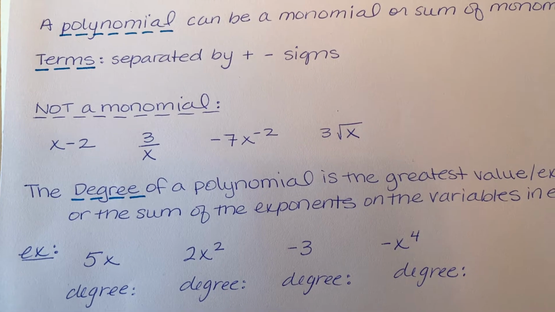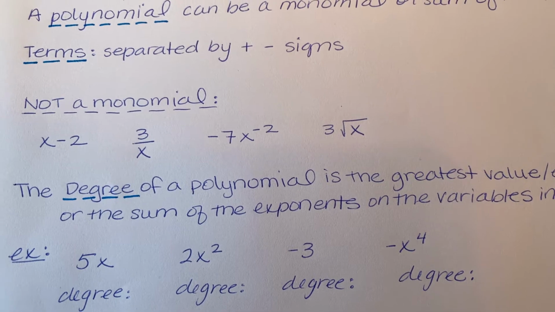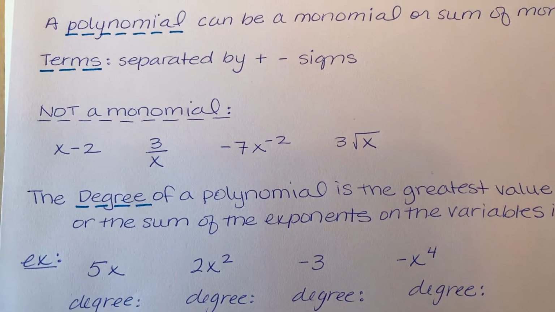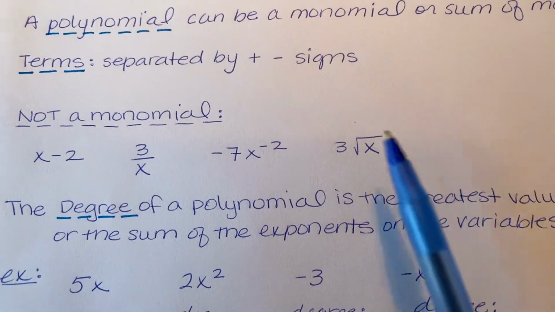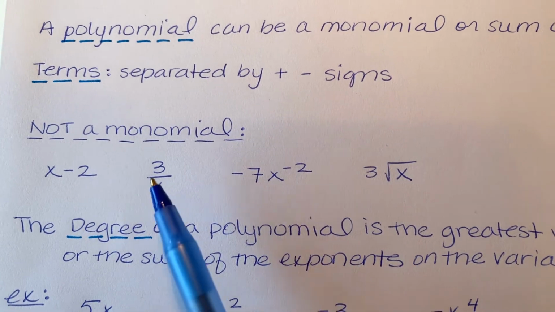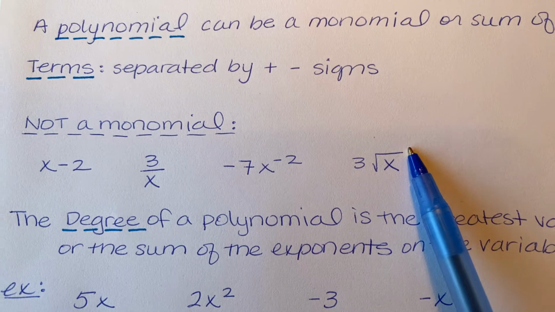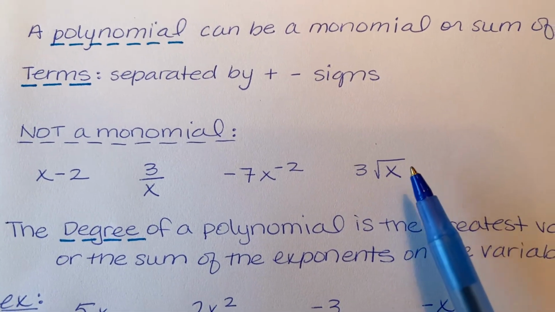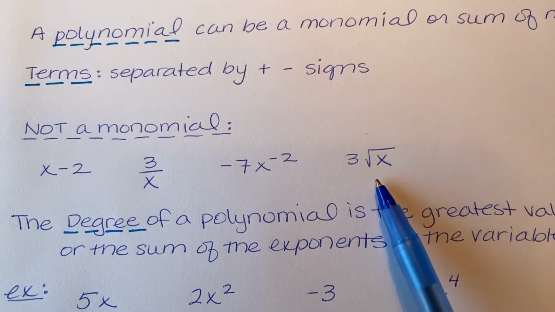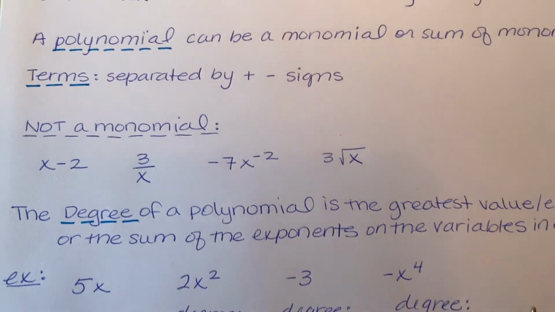Remember, when you learned your rules of exponents, that negative 2 exponent, you would then take the reciprocal, so that x to the 2 would be on the bottom, like this would be an x squared here, so no. And then here, x is to the 1/2, again, no. So for monomials and polynomials, we're only dealing with positive whole number integer exponents, okay?